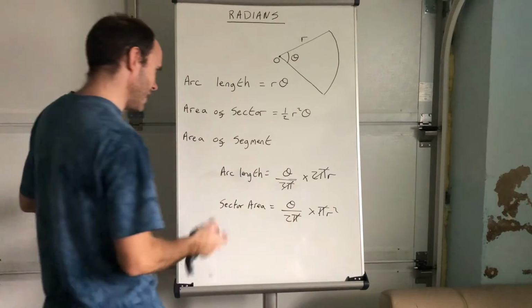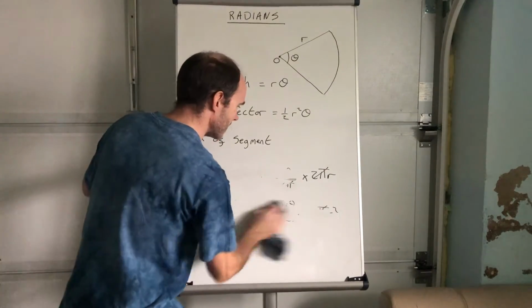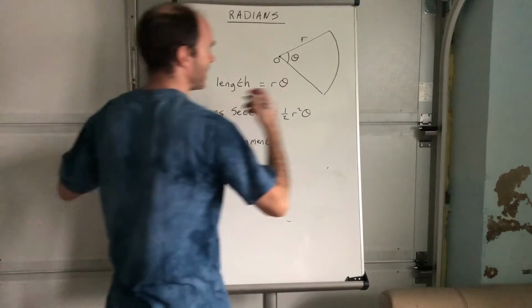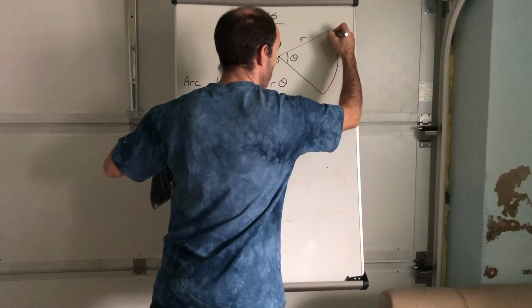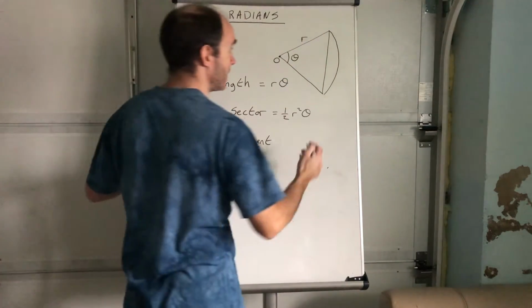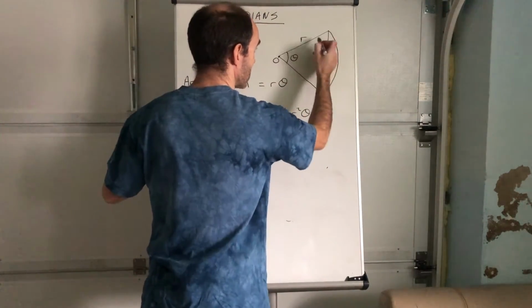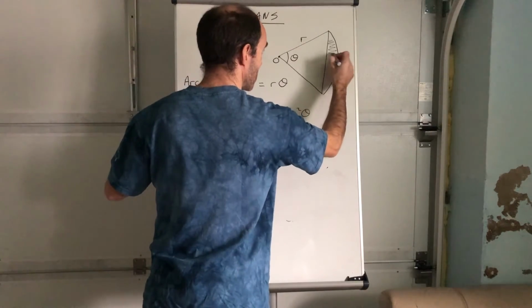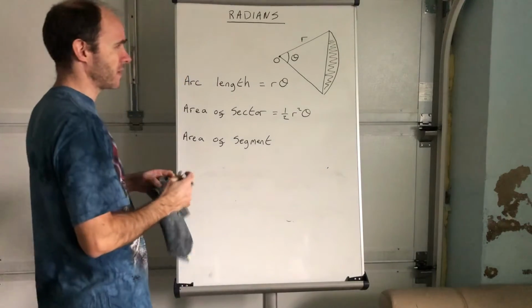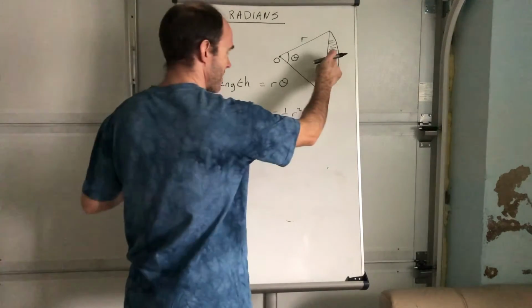The last thing is the area of the segment. Let's just talk about what we mean by a segment. A segment is when we join these two points on the sector and split it up into a triangle, and the shaded bit is what we call the segment. That's what we call a segment of a circle, and what we need to find is the area of that.